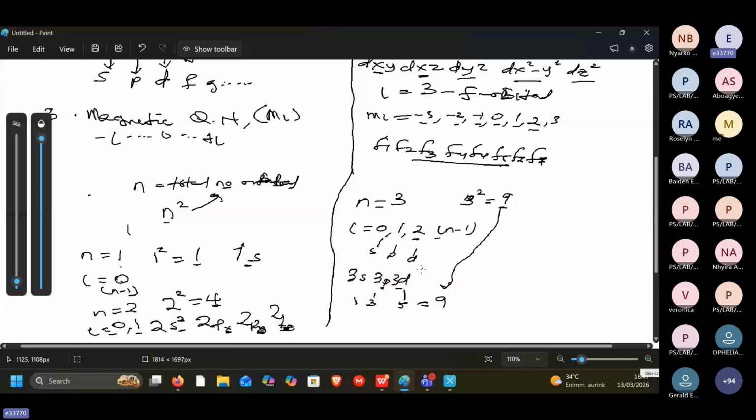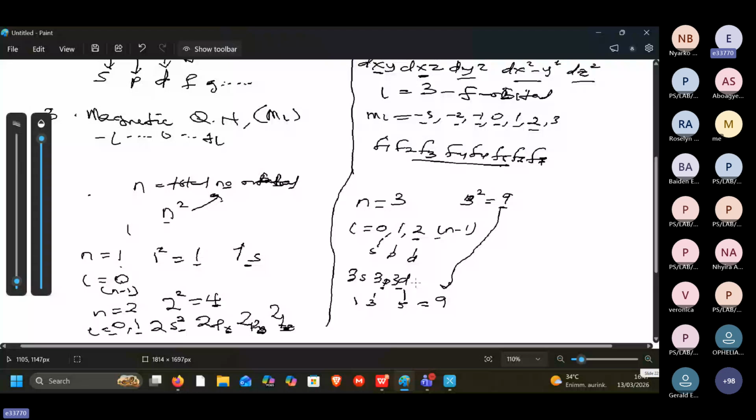And sometimes, because we don't want to be including the directions, we just write P. For example, 2P, but we should note that the 2P is in 3 orientations. Later we will understand that each orbital can only take 2 electrons.